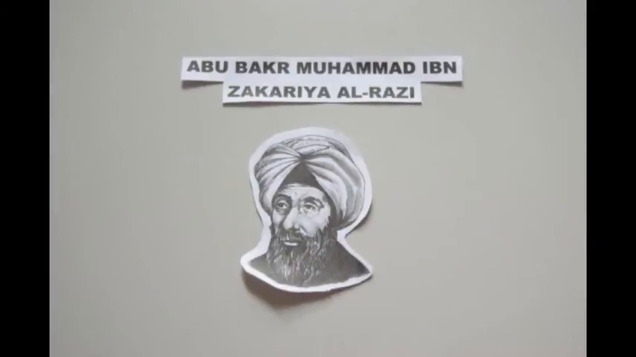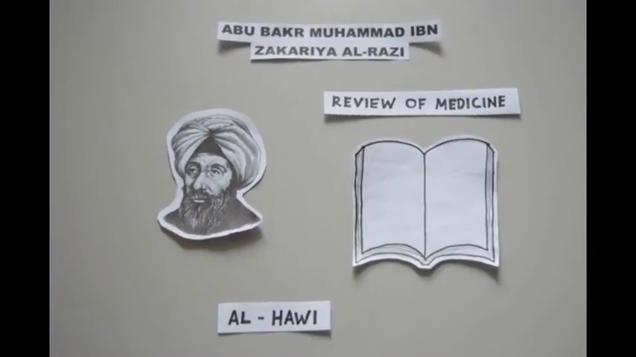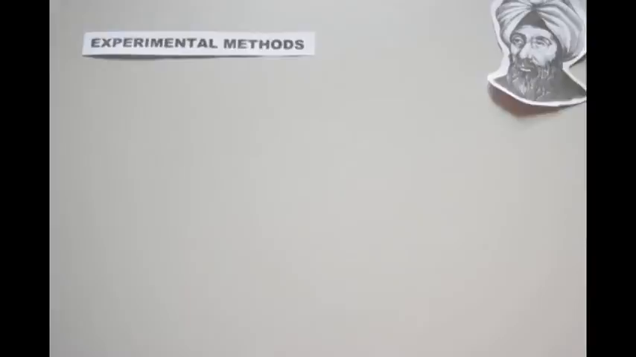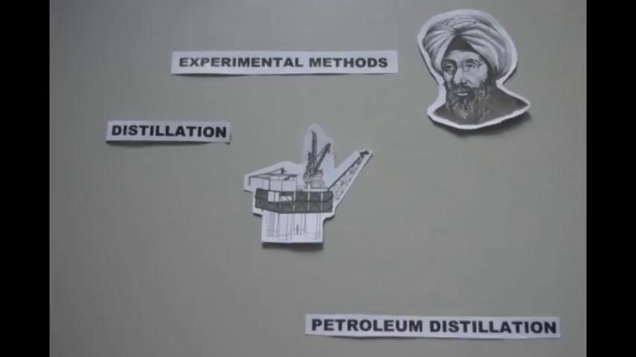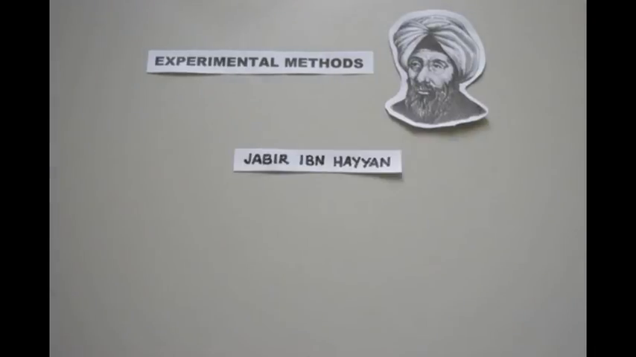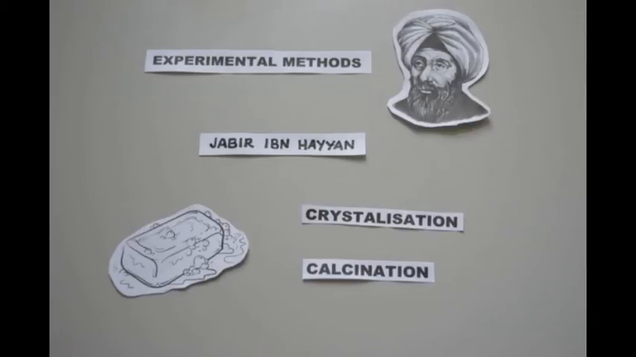The next scholar is Abu Bakar Muhammad ibn Zakaria al-Razi. Al-Razi wrote a number of alchemical works including the Sirr al-Asrar, which means Secret of Secrets. He also wrote books on a range of medical and scientific subjects such as Al-Mansuri and Al-Hawi. Al-Razi is the first one who distilled petroleum. Like Jabir, he also used calcination and crystallization methods. He invented the making of soap and made a lot of recipes for it.